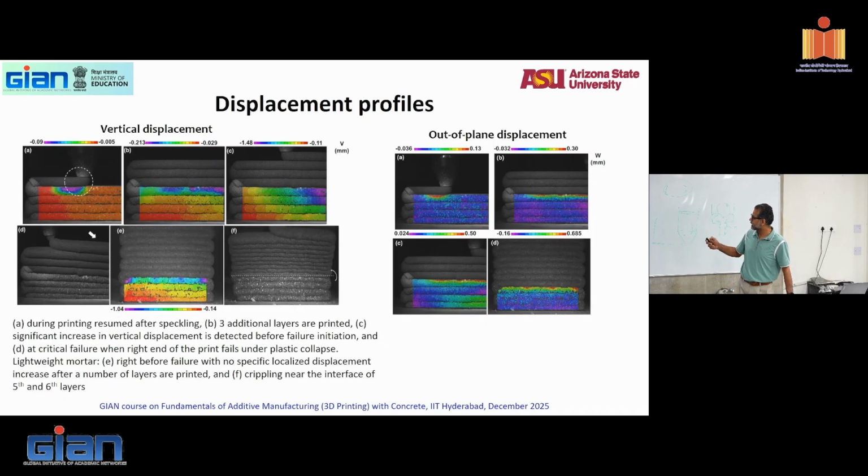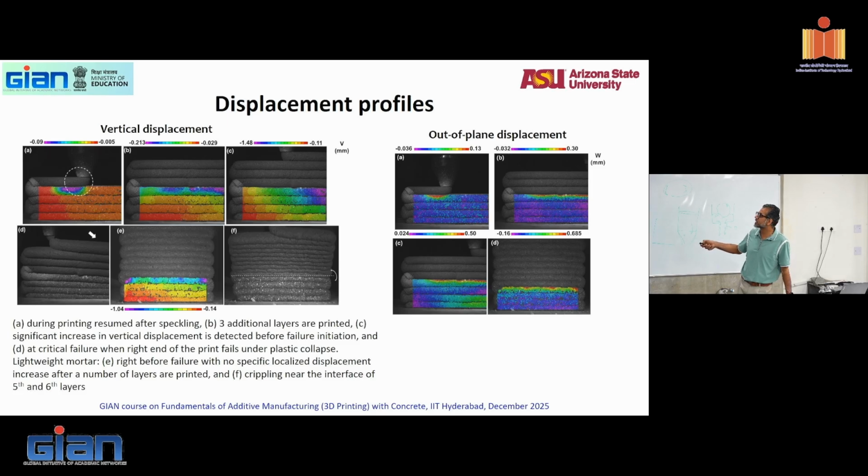And then here is the vertical displacement. So this is where printing resumed after speckling. So you'll see this strain here. That's because the nozzle is right there. So this is all being printed. And this one is 3 more additional layers that have been printed on top of 4. So you can see the strain in these layers. Now you see that before failure is initiated, in this area, higher strains have been detected.